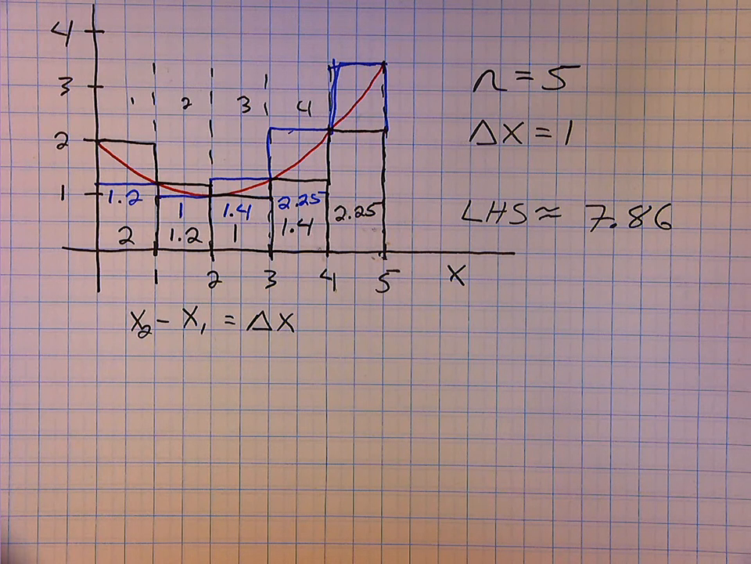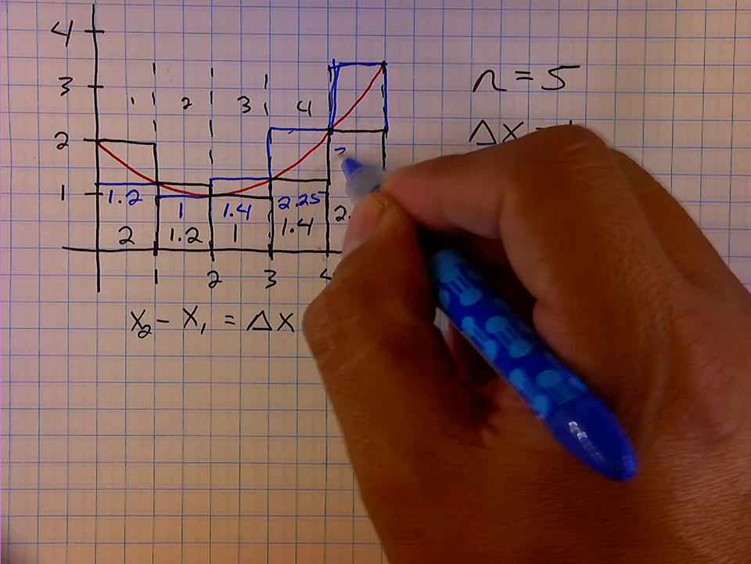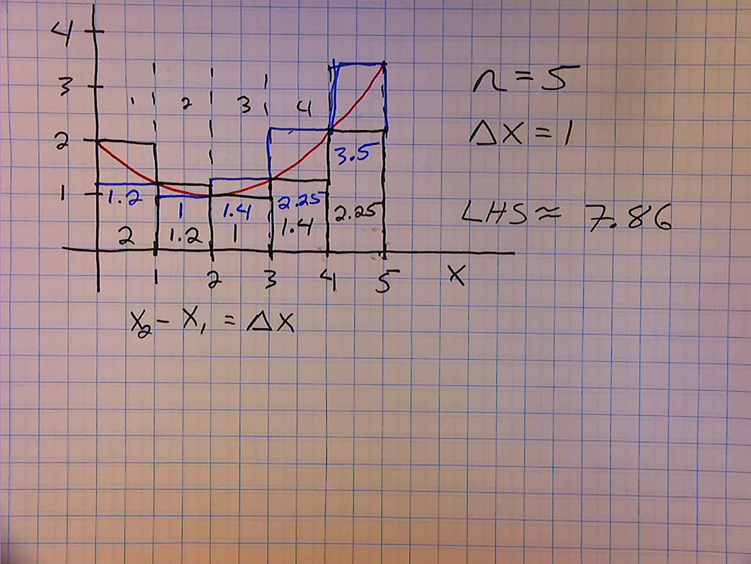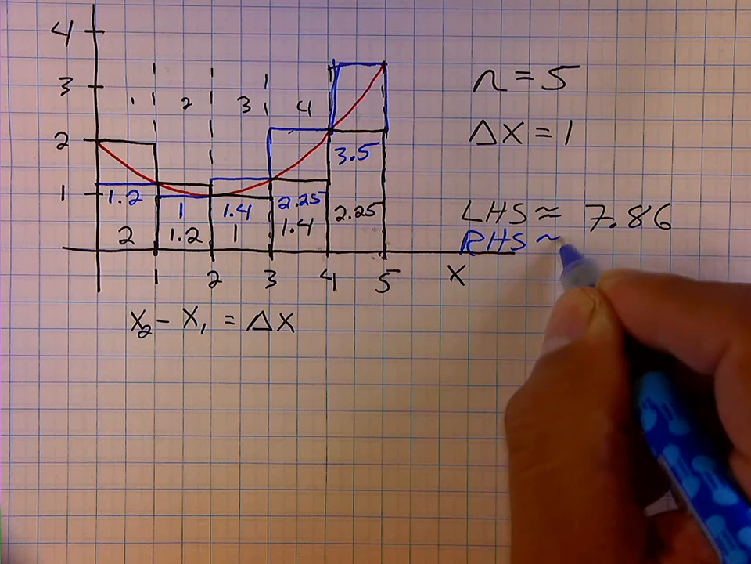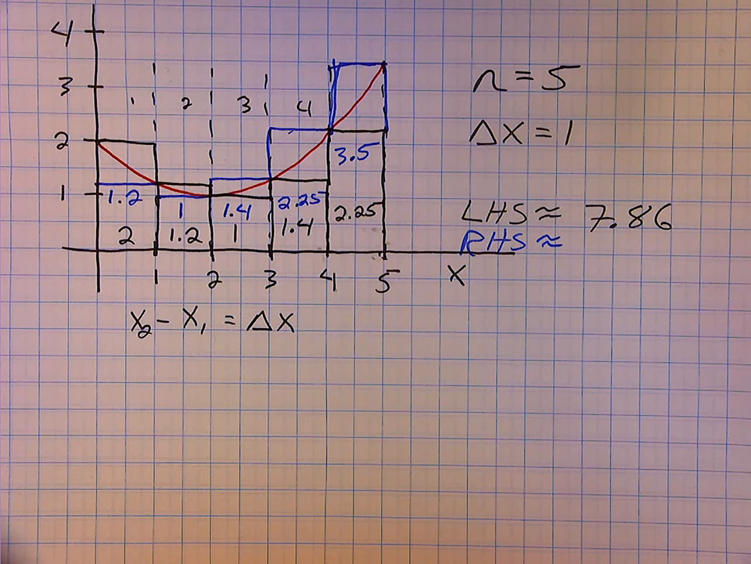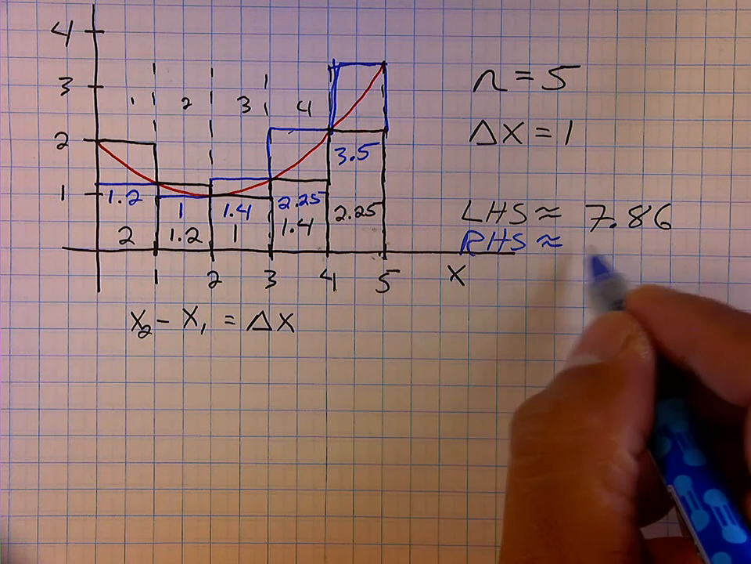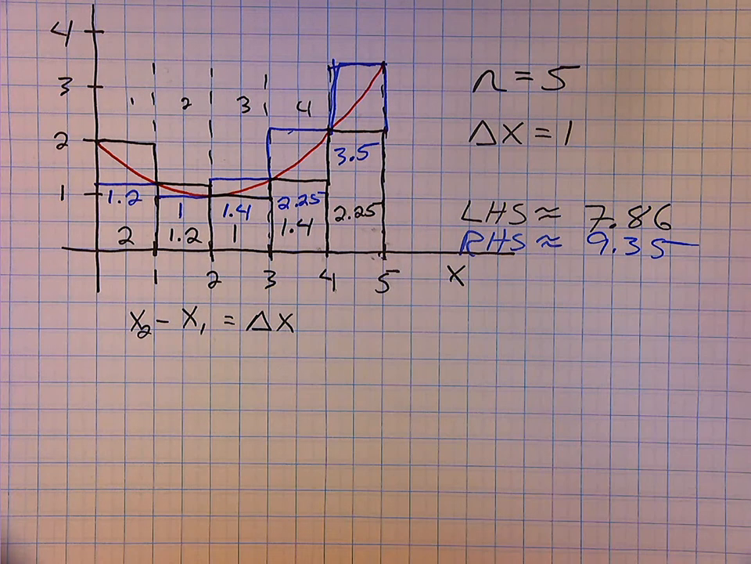And now I have one new rectangle. I need to figure its height out. It appears to be about 3.5. When I add up these rectangles, I get an approximation of my area of 1.2 plus 1 plus 1.4 plus 2.25 plus 3.5, giving me a total area of approximately 9.35.